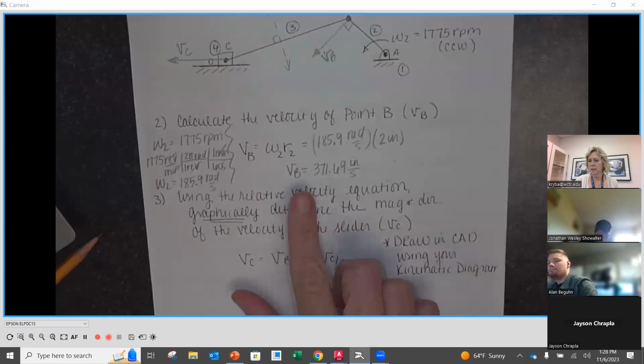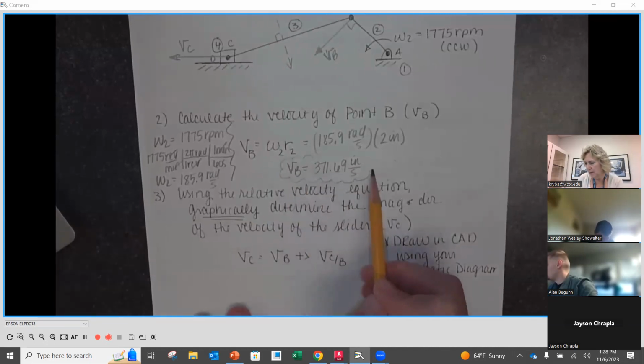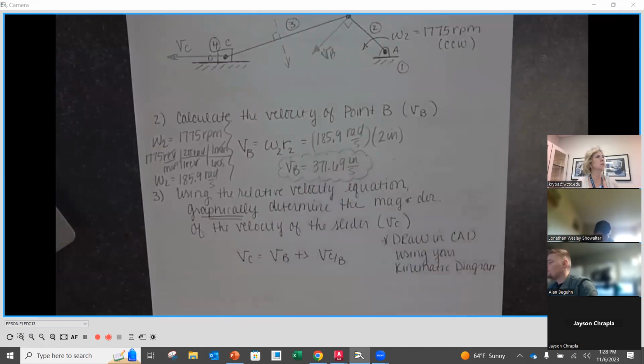All right, so you should have, and I'll put a little cloud around this because it's not a final answer, the magnitude of the velocity of point B. Did you get 371.7 inches per second? Everybody get that? Yes, no? Okay, I've got nodding.